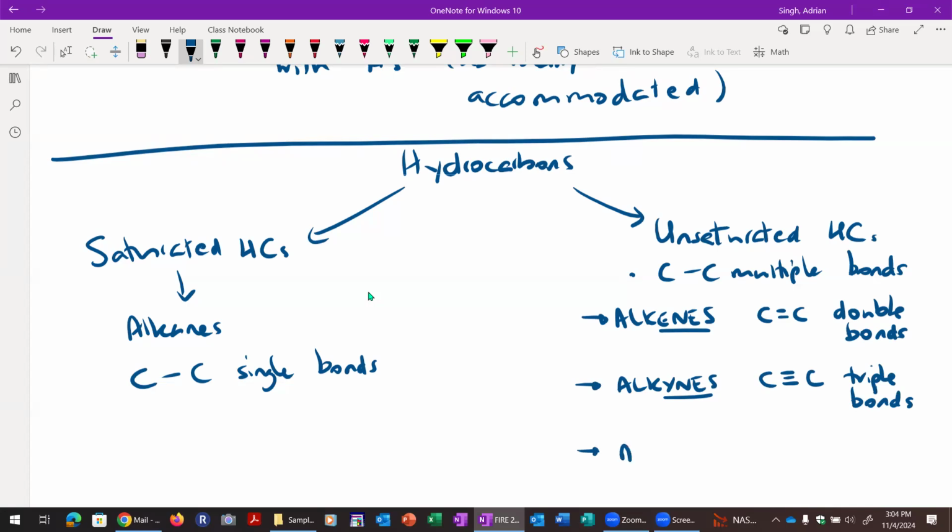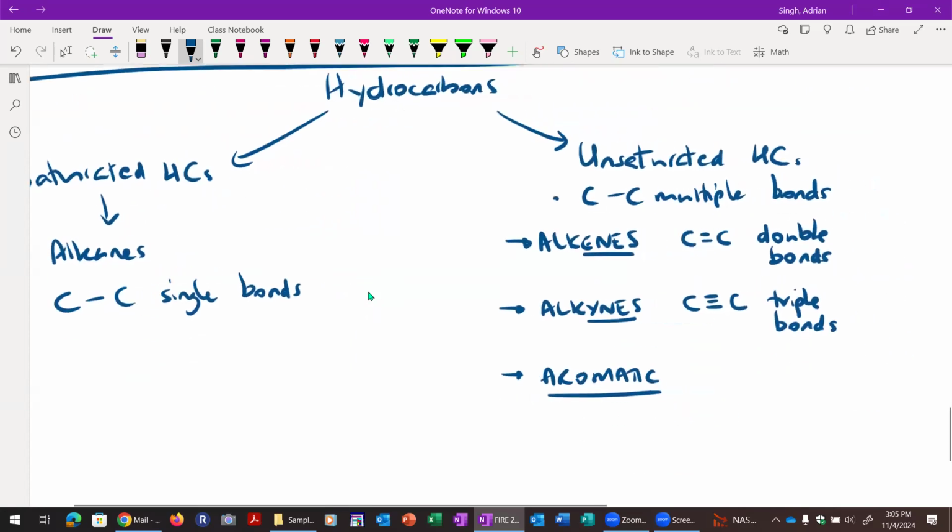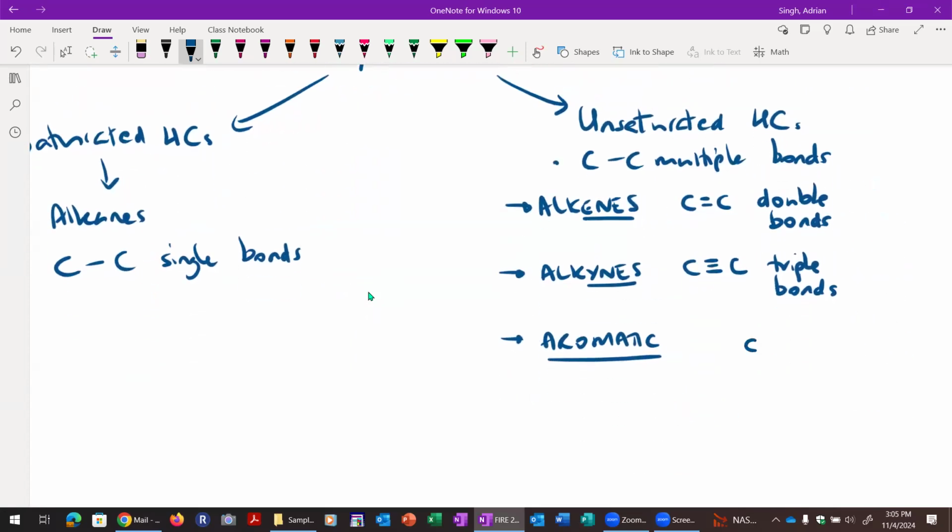And then we have what are known as aromatic compounds. Aromatics are very distinctive because they usually have 6 carbons in a ring that look like this. And around that ring, we have alternating single bond, double bond, single bond, double bond, single bond, double bond around that ring itself. Sometimes that is abbreviated or shown as this structure.